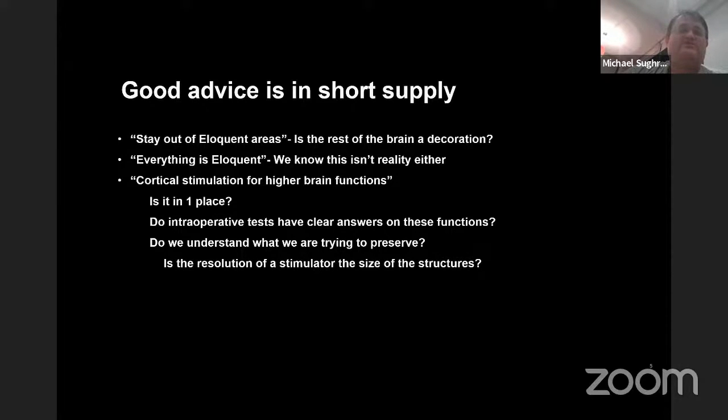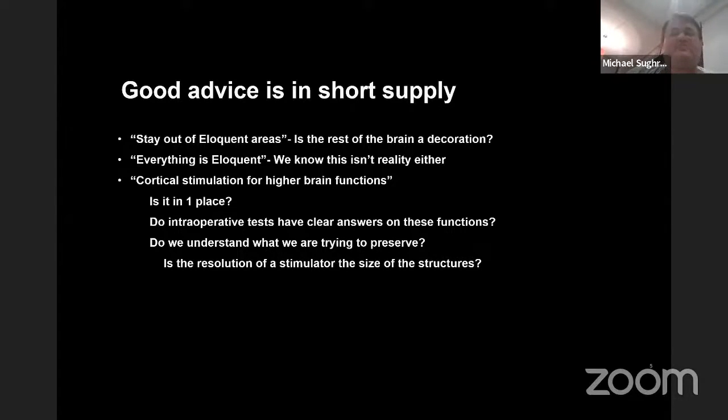And part of the reason is that we spent a lot of time talking about eloquent brain regions, as if the rest of the brain is a decoration that's sucking CSF. And we know that everything isn't eloquent. We know that that's not reality either. So we know that a lot of the brain we can cut and the patient doesn't get an obvious deficit. So what we're really talking about is not that there's this part of the brain where it doesn't matter. It's what can the patient tolerate and what can they not? What's a good trade-off? What's a bad trade-off?